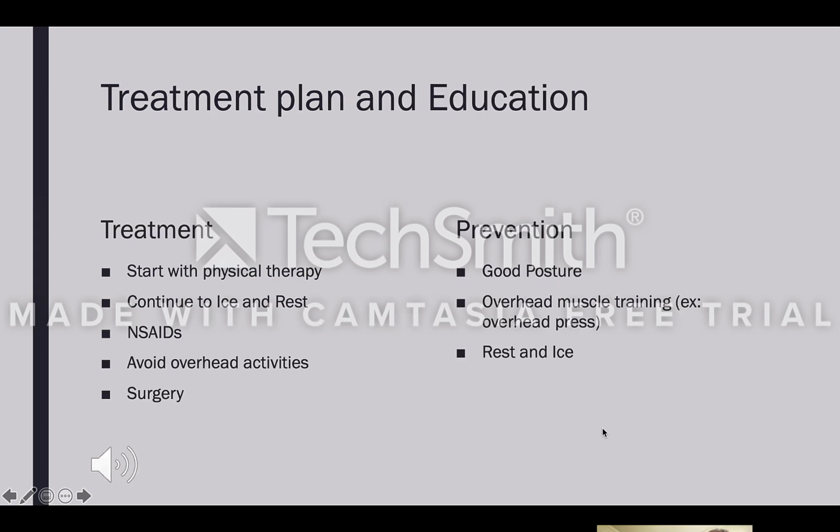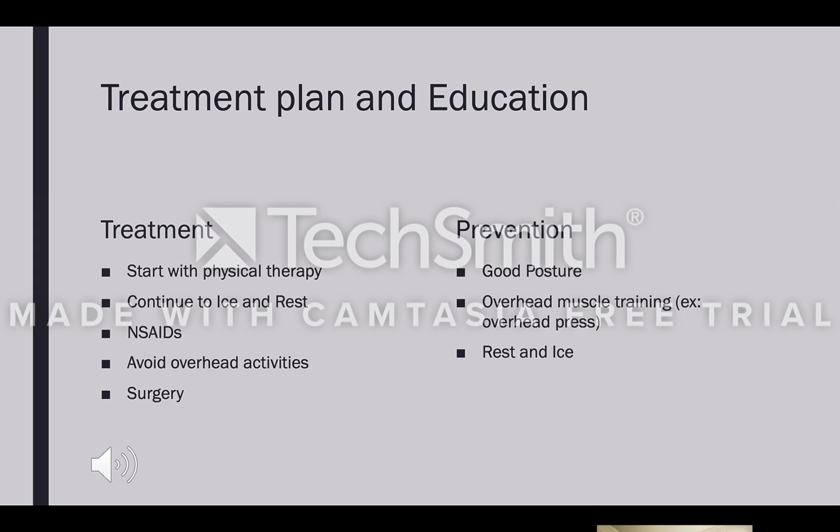While talking to the patient, we also discussed a treatment plan, education, and prevention. To start off, we're going to give him at-home exercises and write him a script for physical therapy to help with his strength and range of motion. We also discuss continuing to ice and rest, continue to take NSAIDs such as ibuprofen to help with the pain and inflammation. This all can help with swelling as well. We also ask that the patient avoid any overhead activities to prevent any further irritation. If all these don't work, then you may see a specialist, an orthopedic surgeon, to discuss his surgery options.